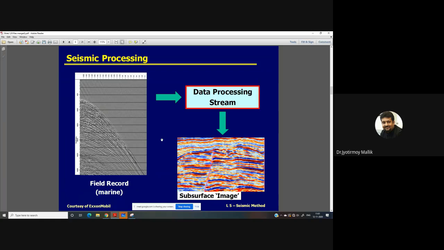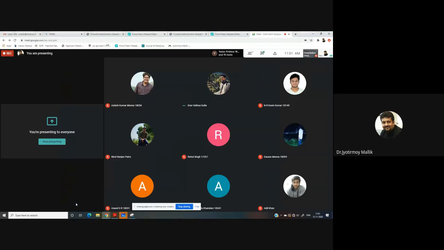So tomorrow we will see how we can transform this particular picture into something which looks more geological, and the process which we take it through is called data processing. Okay.